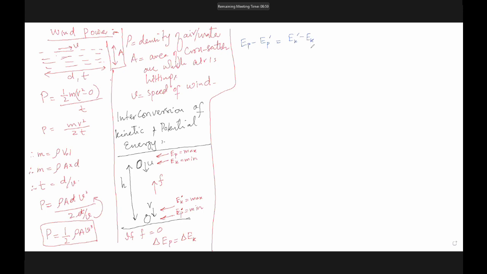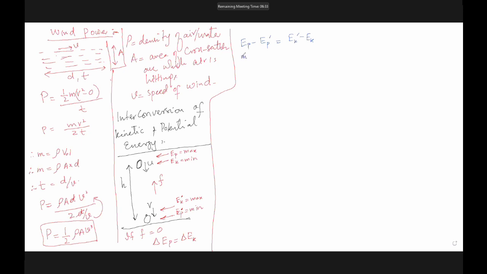For energies, for calculating change in energy, remember we always subtract the smaller value from the bigger value. It's not final minus initial, it's always bigger minus smaller. So potential energy initially bigger थी इसलिए मैंने initial potential energy को पहले लिखा. Kinetic energy finally bigger थी इसलिए मैंने final kinetic energy को पहले लिखा. So this gives you a formula.